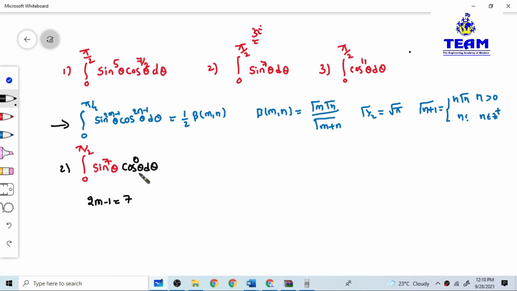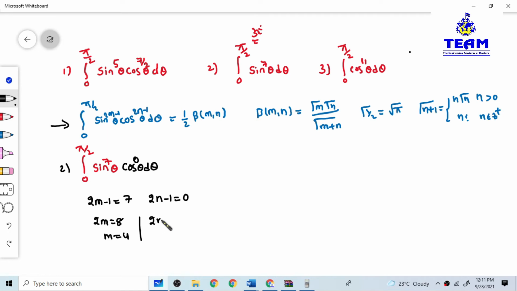Next, cos power, what do we have here? 0. What do you have here? 2n minus 1. Write down 2n minus 1 is equal to 0. For what purpose are we doing this? To get the m and n values only. Now 2m is equal to 7 plus 1, which means 8. Now m is equal to 8 by 2, which is nothing but 4.